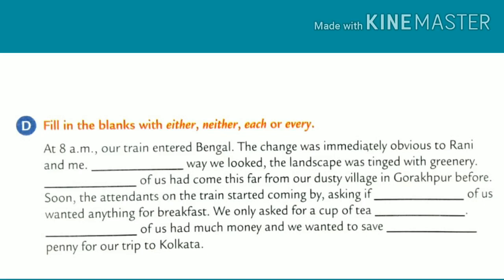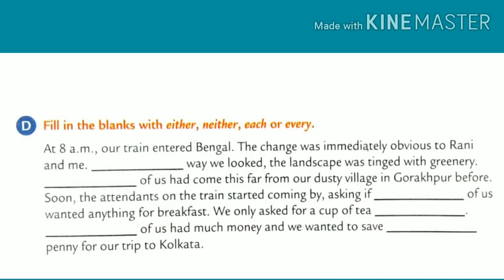See the next line: dash of us had come this far from our dusty village in Gorakhpur before. Neither of us had come this far from our dusty village in Gorakhpur before. Both of us had not come this far, so we use neither: neither of us had come this far from our dusty village in Gorakhpur before.